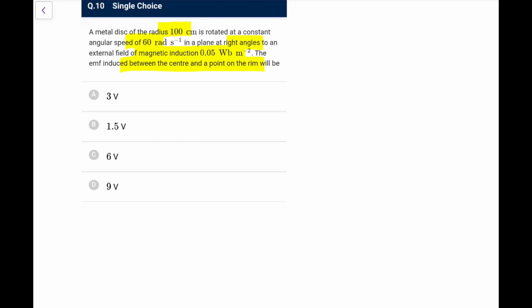So this you have done many times. You directly know E would be equal to B omega R square by 2. We have done it many times. You have done the derivation also. Again, I am telling you, take this line, go by distance x, take an element dx. Its velocity would be omega x.